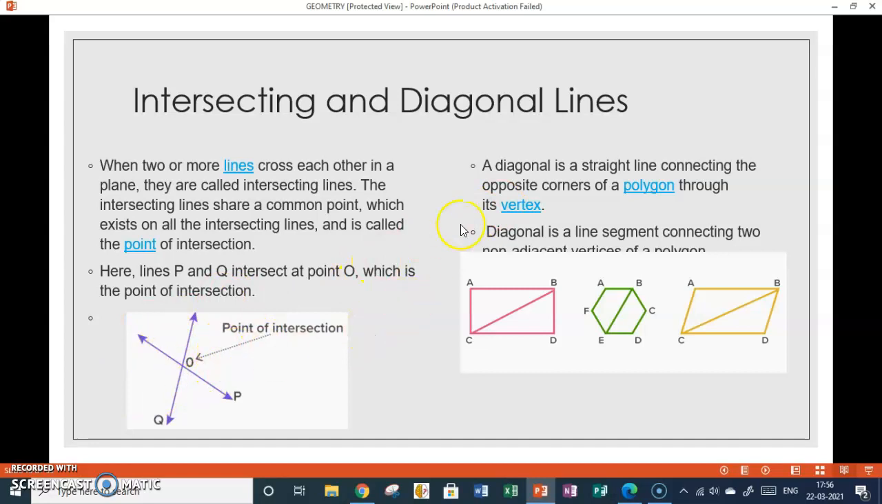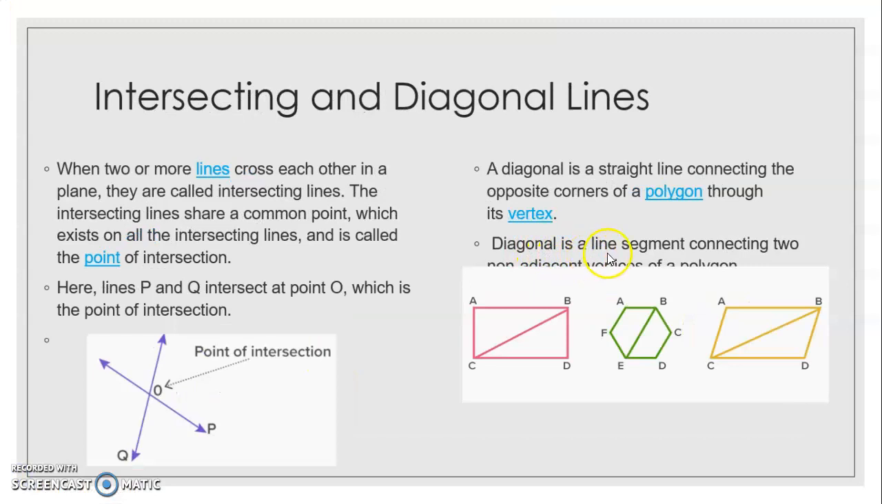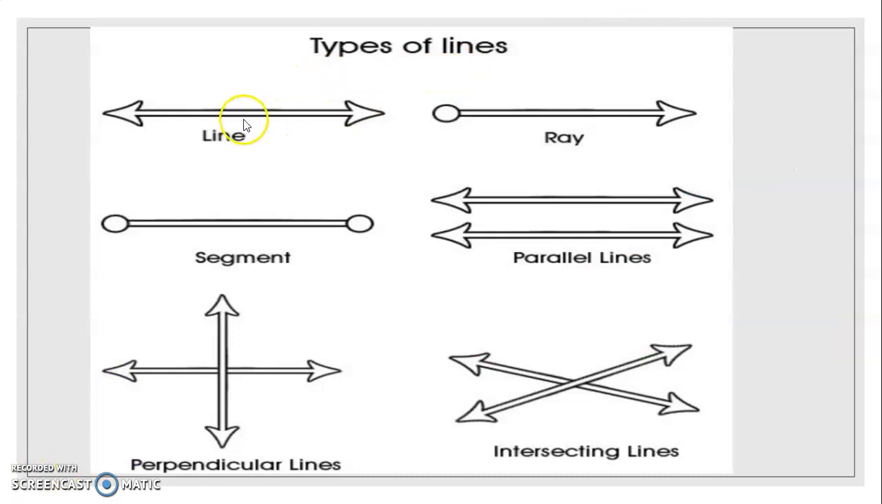Here is the picture. A diagonal is a straight line connecting the opposite corners of a polygon through its vertices. A diagonal is a line segment connecting two non-adjacent vertices of a polygon. Sorry, something went wrong and you cannot see this text. Types of lines: line, ray, segment, parallel lines, perpendicular lines, intersecting lines.